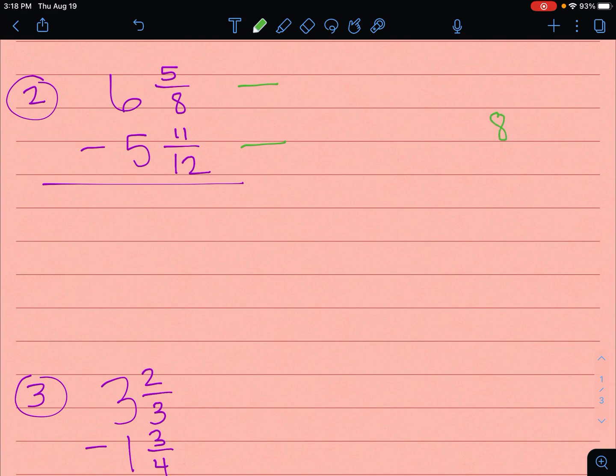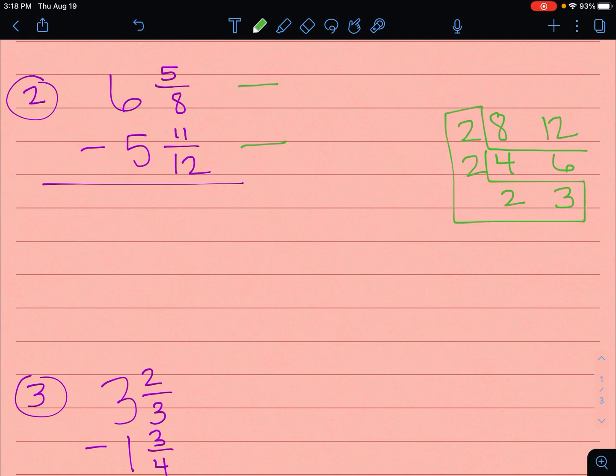8 and 12 are another pair that people want to just multiply to get the lowest common denominator. It's much simpler if you have the LCM. So 2 goes into 8 4 times, 2 goes into 12 6 times. We can keep going. Keep on trucking. 2 goes into 4 2 times, 2 goes into 6 3 times. You cannot go again, so don't write another rung.